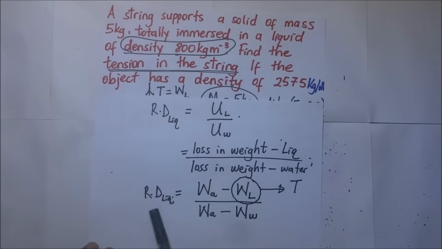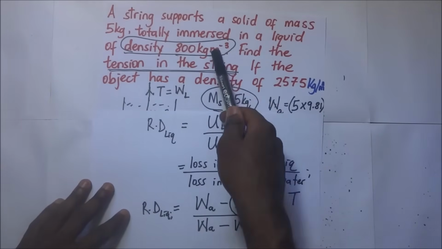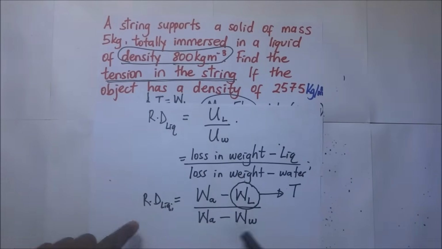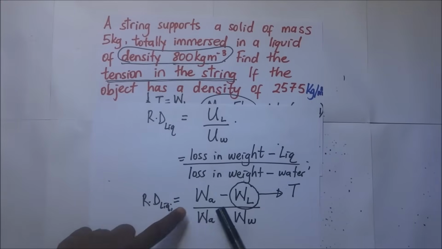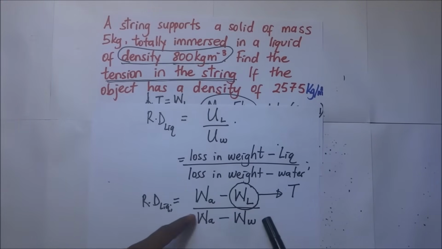We have the density of this liquid already. It's given as 800 kilograms per meter cubed. Divide that by the density of water, which is 1000. So we can get this figure. So we can also get this figure. Then there is this, the loss in weight in water.